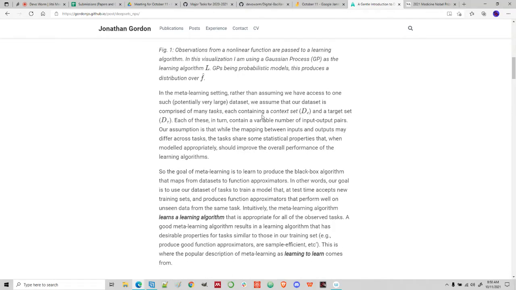In the meta-learning setting, rather than assuming we have access to one such data set, we assume that our data set is comprised of many tasks, each containing a context set and a target set. So this is kind of like the mapping between these two. Each of these in turn contain a variable number of input-output pairs. So now instead of having just one mapping, you have a variable number of them. Our assumption is that while the mapping between inputs and outputs may differ across tasks, the tasks share some statistical properties that, when modeled appropriately, should improve the overall performance of the learning algorithms.